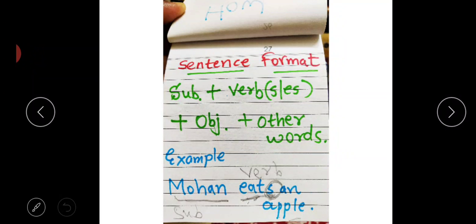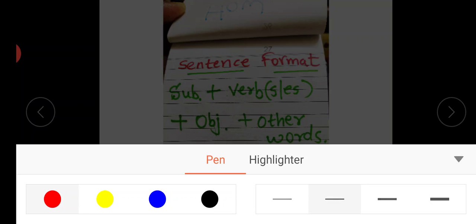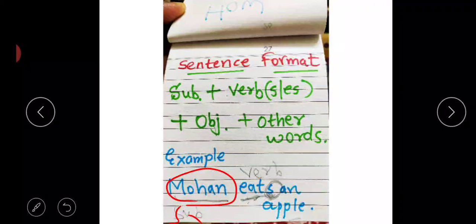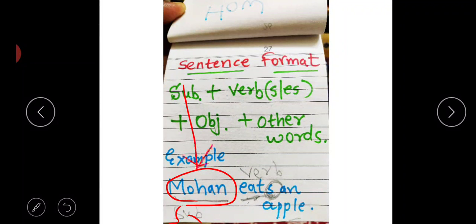You can see Mohan eats an apple. We are talking about Mohan. So this is a subject. Mohan is a subject, right? Eat is an action, so it is a verb. And here you can see in eat I have added S, right? And apple is an object.